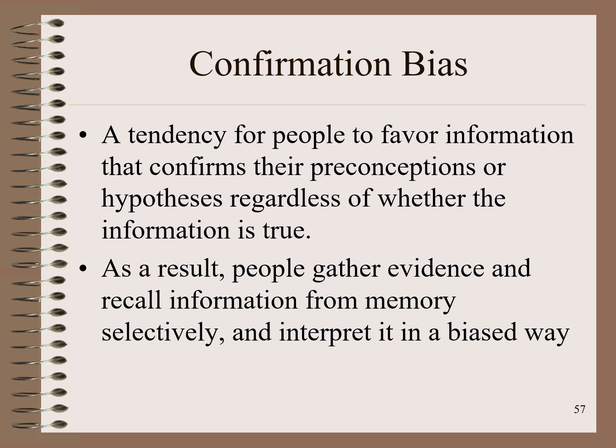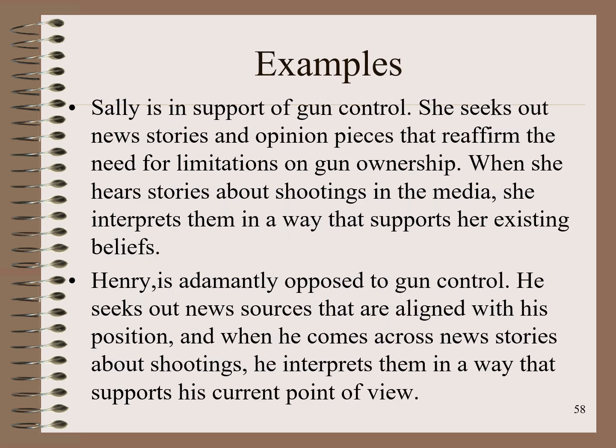Another thing to be concerned about in science is confirmation bias. Confirmation bias is a tendency for people to favor information that confirms their preconceptions or hypotheses regardless of whether the information is true. As a result, people gather evidence and recall information from memory selectively and interpret it in a biased way. Here are two examples of confirmation bias.